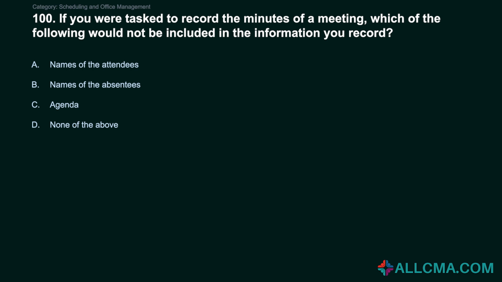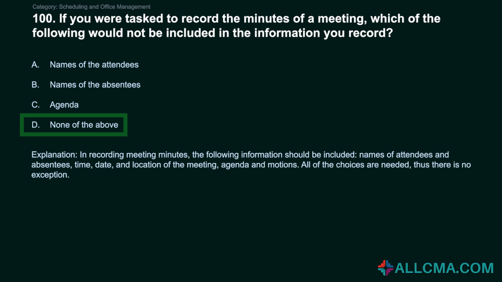100. If you were tasked to record the minutes of a meeting, which of the following would not be included in the information you record? A. Names of the attendees. B. Names of the absentees. C. Agenda. D. None of the above. Correct answer: D. None of the above. In recording meeting minutes, the following information should be included: names of attendees and absentees, time, date, and location of the meeting, agenda and motions. All of the choices are needed, thus there is no exception.